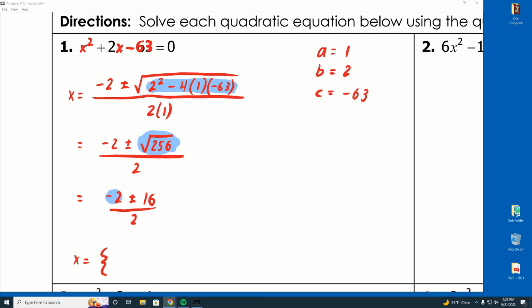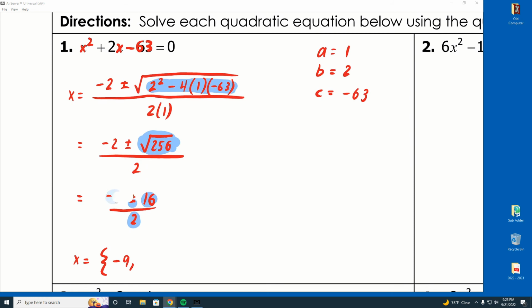I'm going to do negative 2 minus 16. I always like to start with the minus because that will give me the smaller value. But negative 2 minus 16 is negative 18. And then I'm going to take negative 18 and divide it by 2. Negative 18 divided by 2 is negative 9. One of my two solutions is negative 9.